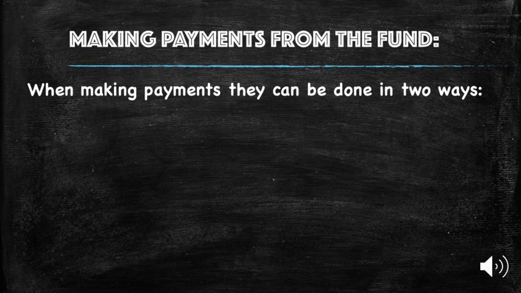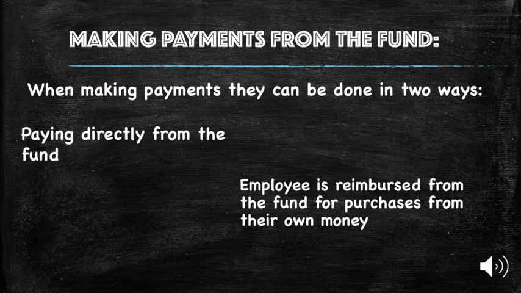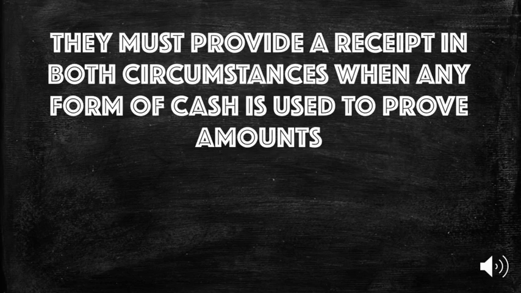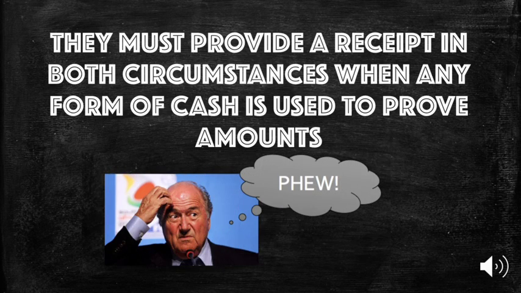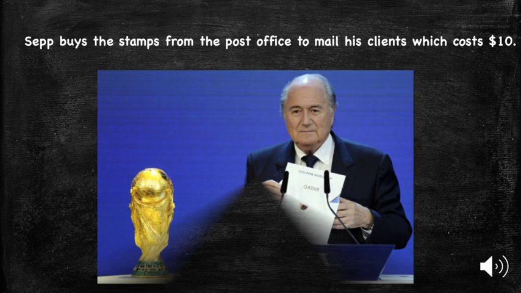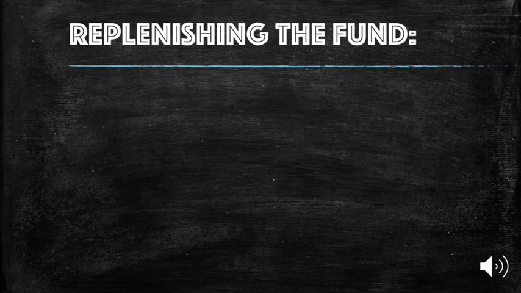To make a payment from the fund, we either pay directly from the fund or an employee is reimbursed for purchases with their own money. They must provide a receipt in both circumstances when any form of cash is used to prove amounts. And no, we don't need to journalize that. So Seth buys the stamps at the post office, which cost $10. He buys the stamps and collects the receipt, the correct procedure.